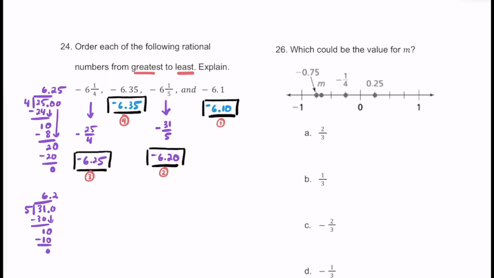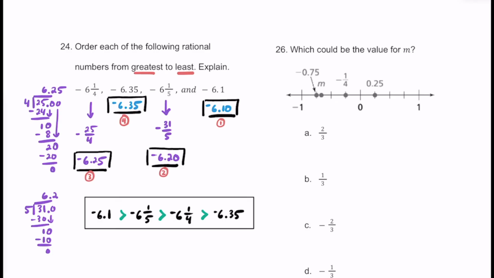So if we have to order those original numbers, writing the original values that we were given, negative 6.1 is the greatest value that we have. The next greatest one is going to be this negative 6 1/5. Make sure we write the original numbers that we were given in the problem. This is going to be greater than the negative 6 1/4, and then finally, this is going to be greater than that negative 6.35, or negative 6 35 hundredths. So from greatest to least, this would be the order of these rational numbers.